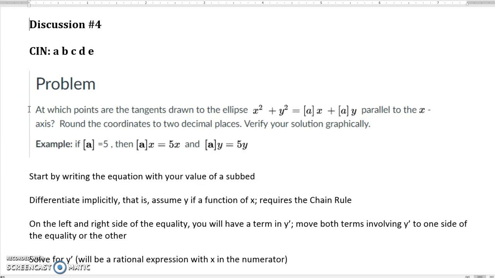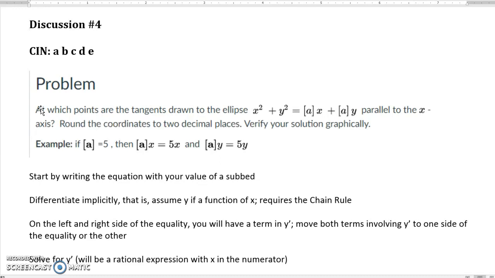But it says, at which points are the tangents, and notice that tangents is plural, drawn to the ellipse x squared plus y squared equals ax plus ay. So a is shown there in braces, and that will be the substitution of your A digit from your calculus identification number as both the coefficient for x and y. Parallel to the x-axis, round the coordinates to two decimal places, verify your solution graphically.